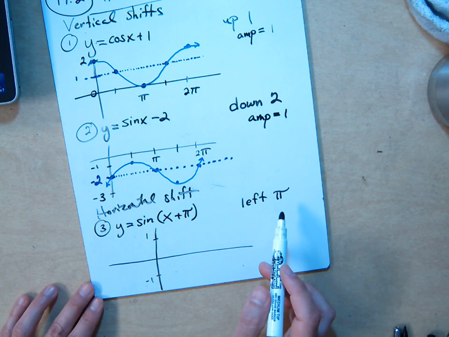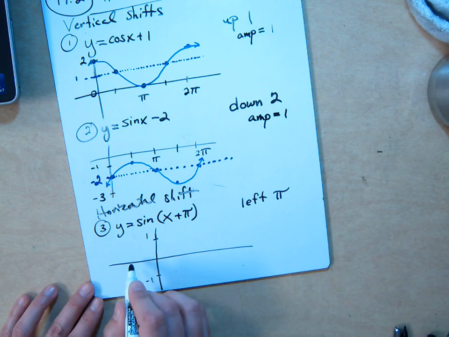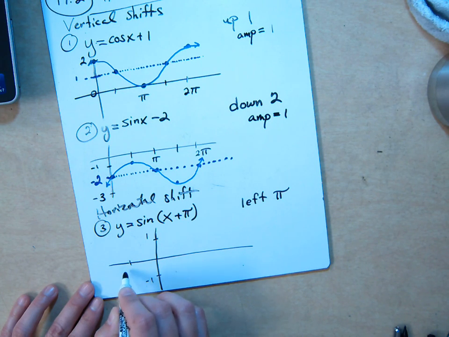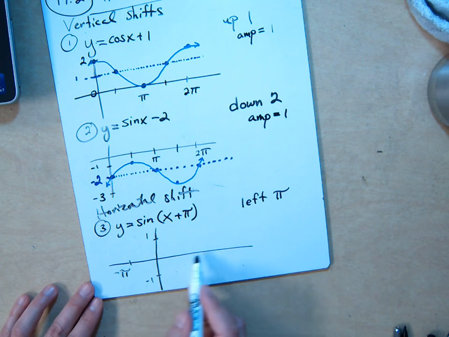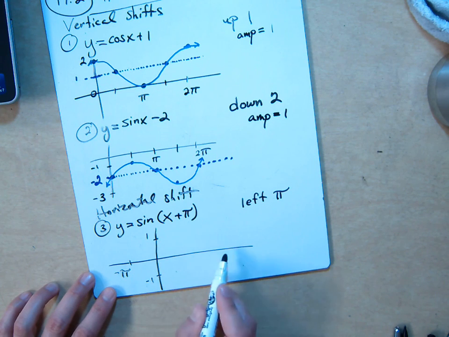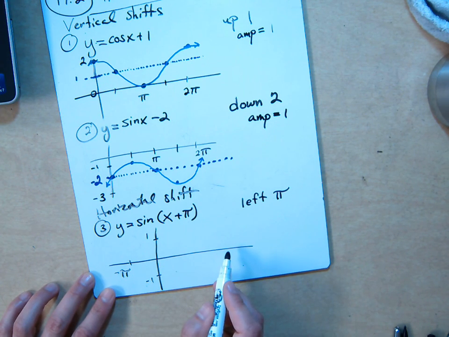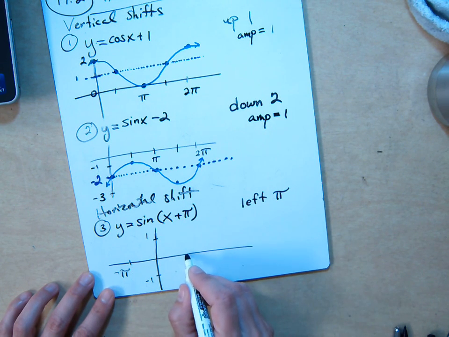Now, on the x-axis, I need to move everything to the left by pi. So I'm going to start my graph at negative pi. And since I'm doing one period, how far to the right will I add to get to the furthest right? You're going to add 2 pi, so negative pi plus 2 pi, you go from negative pi to pi as a complete period.